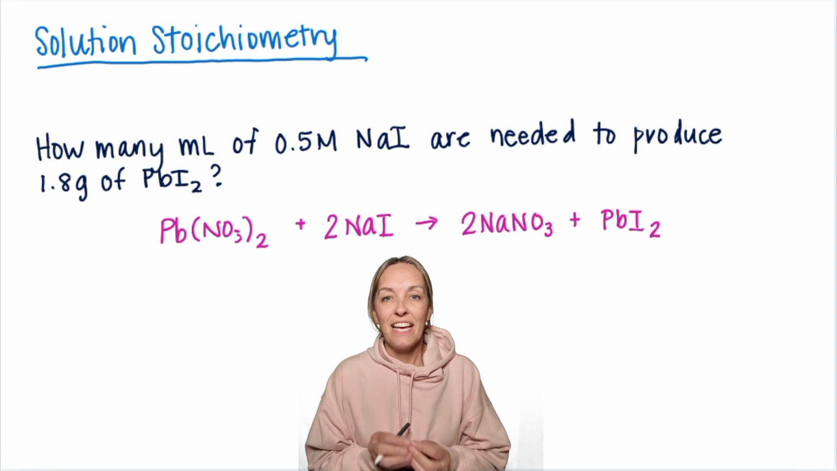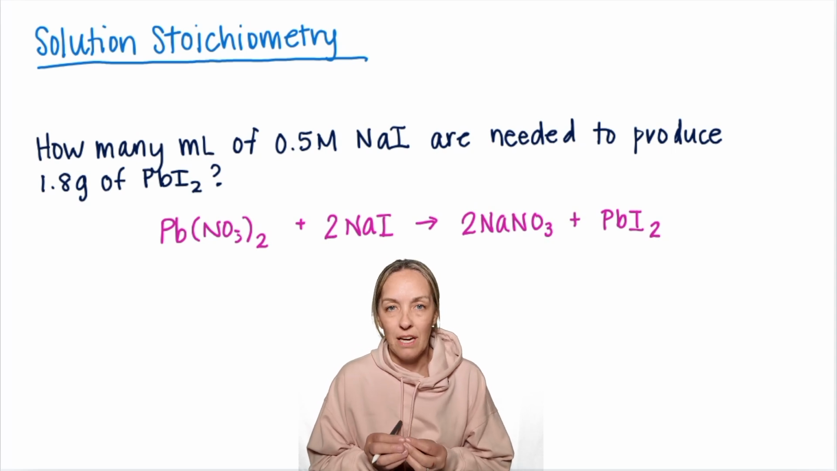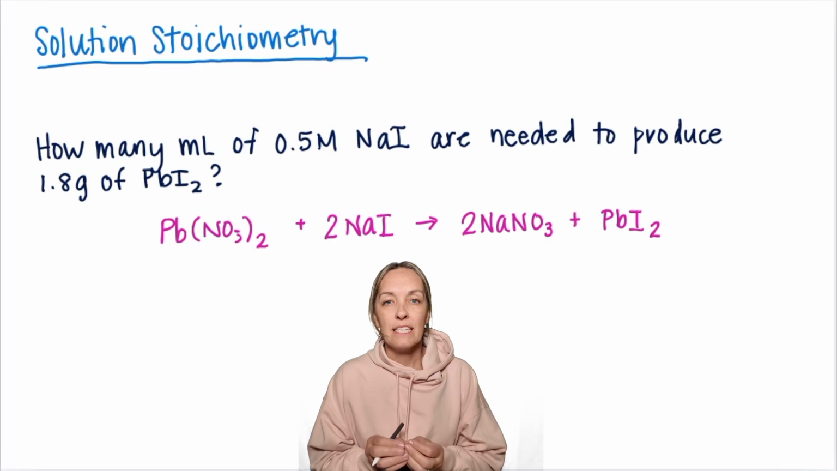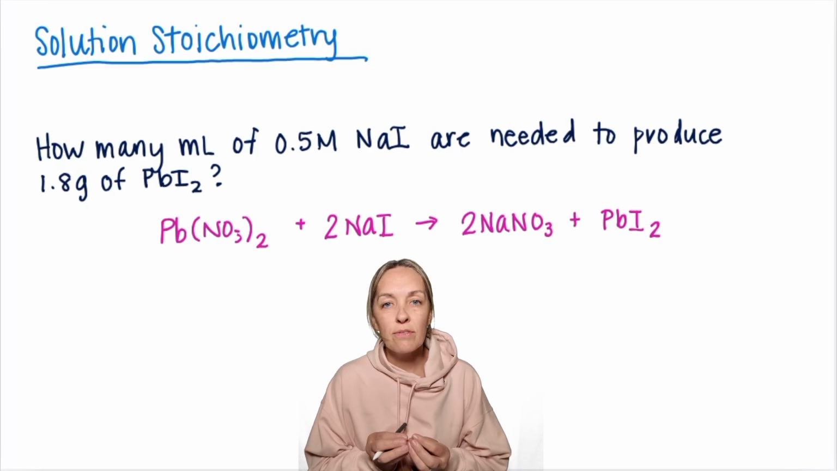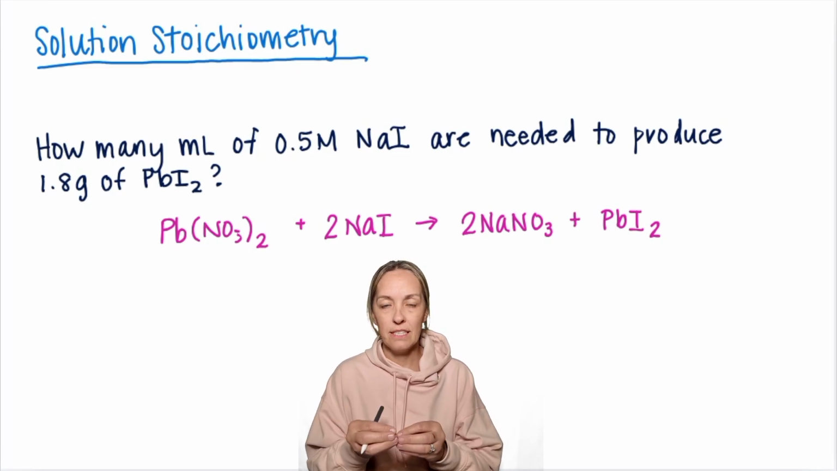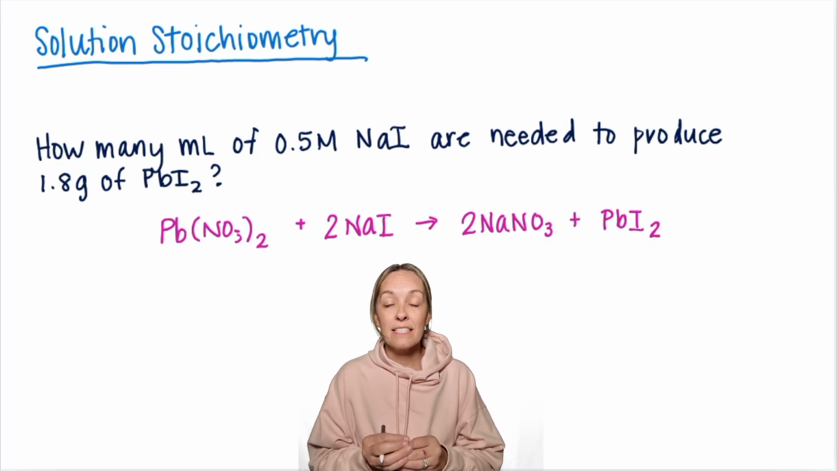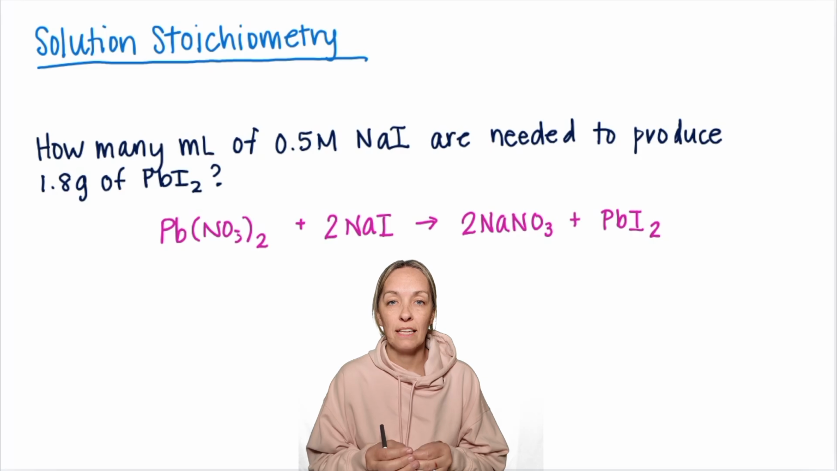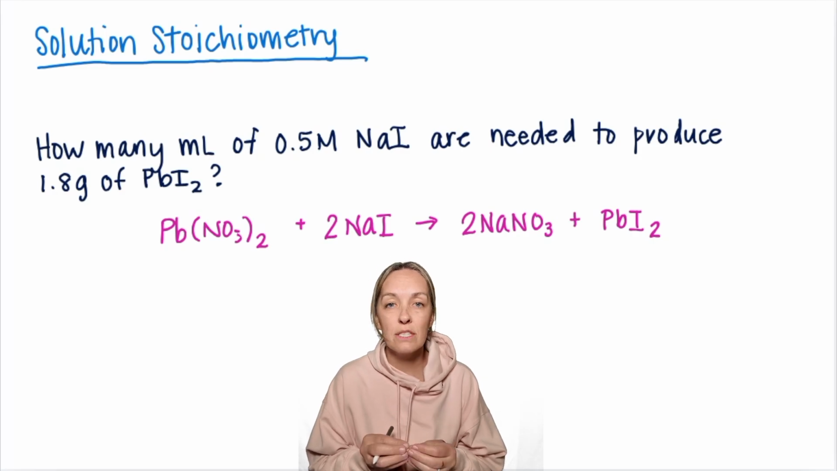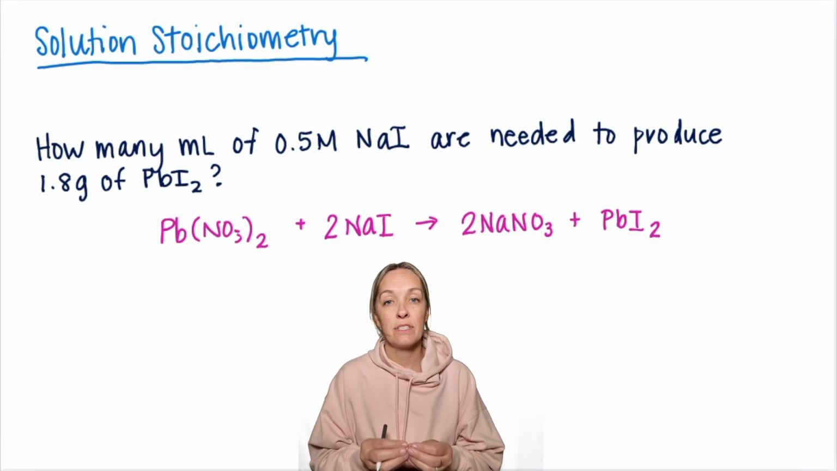All right, guys, so today we are going to go over solution stoichiometry. So what we're going to see is that in chemical reactions, most of the time we can't take two solids and mix those reactants together and get a reaction to occur. Instead, we usually have to dissolve the solids in water. And as soon as we dissolve them in water, now we have a solution.